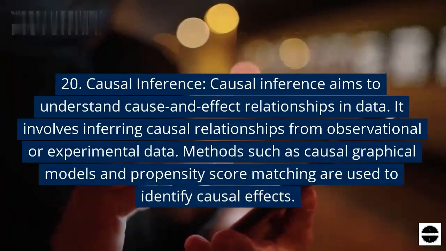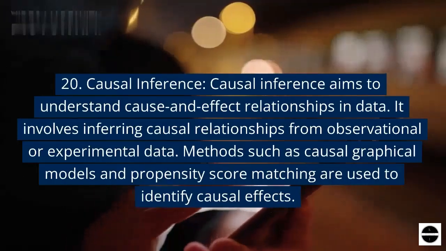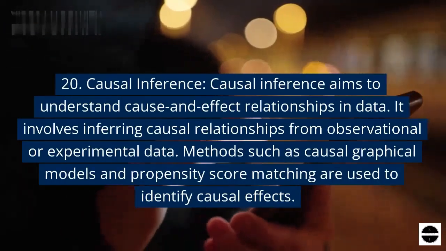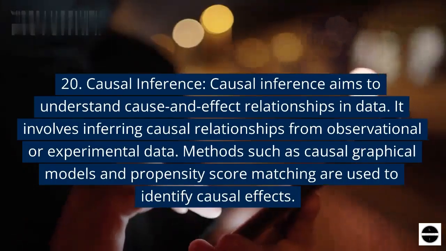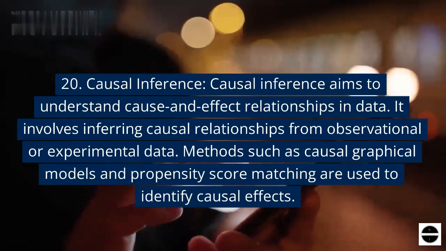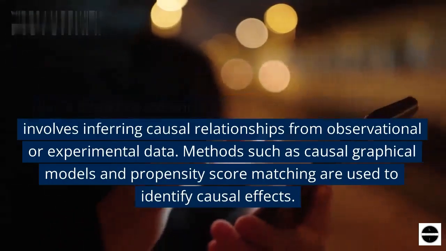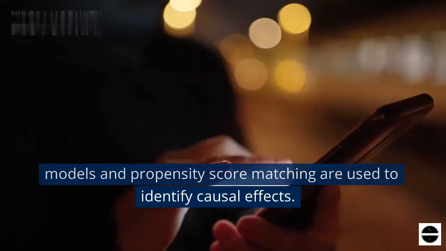20. Causal inference. Causal inference aims to understand cause and effect relationships in data. It involves inferring causal relationships from observational or experimental data. Methods such as causal graphical models and propensity score matching are used to identify causal effects.